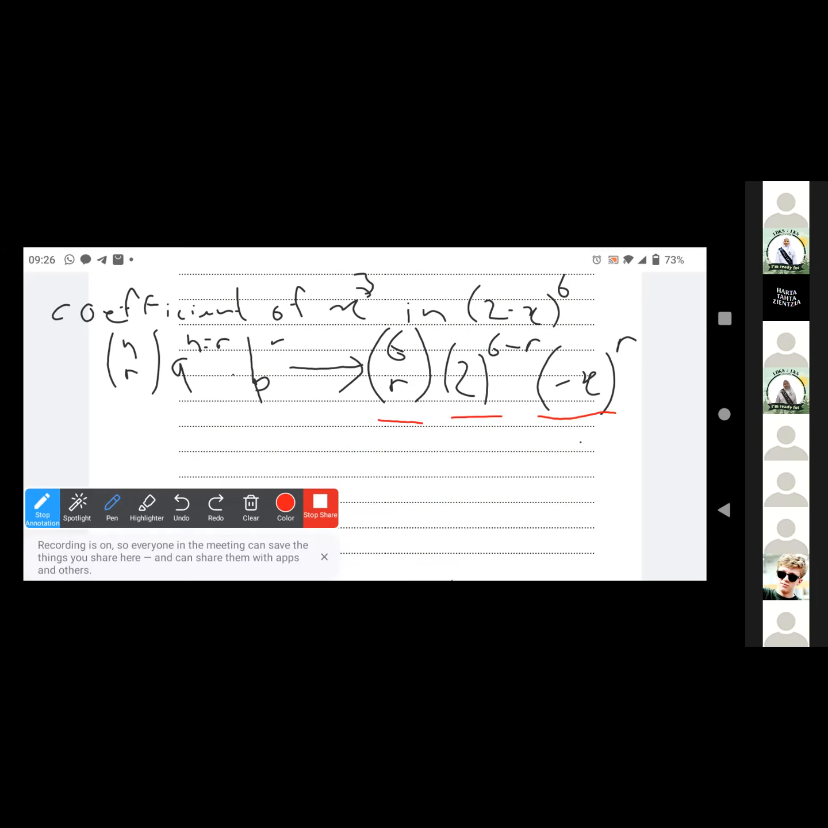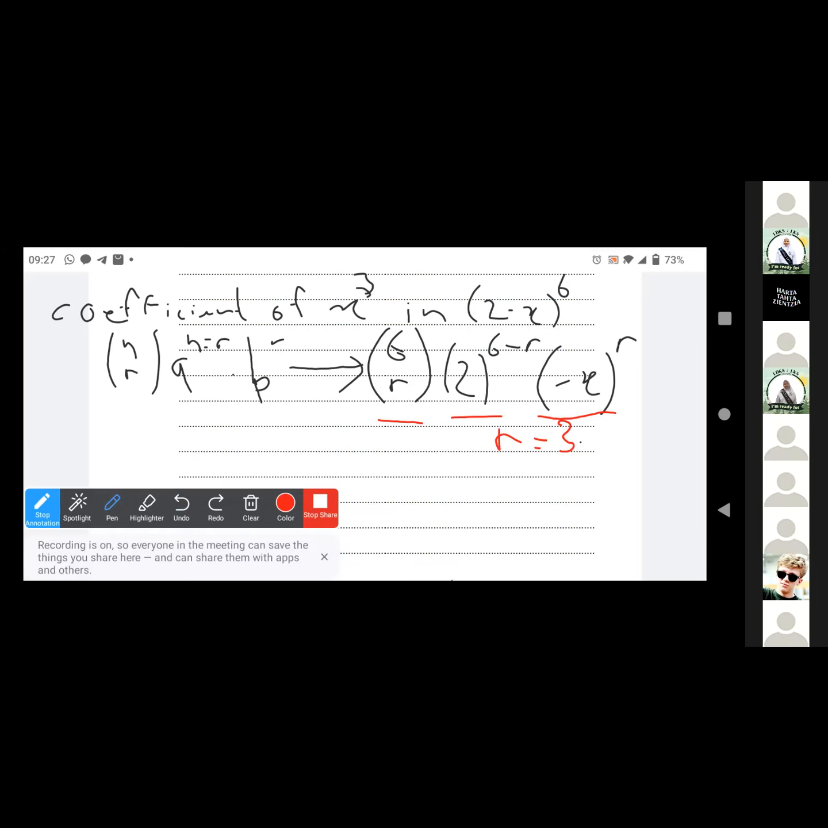Yeah, it's pretty easy to find r. We just need to look at this factor, and you can see this is negative x to the power of r, and we want x to the power of 3. So we can conclude that r is equal to 3. Why? Because we want this to be to the power of 3. And so that's why we want r to be 3. Okay, so we get r equal to 3.